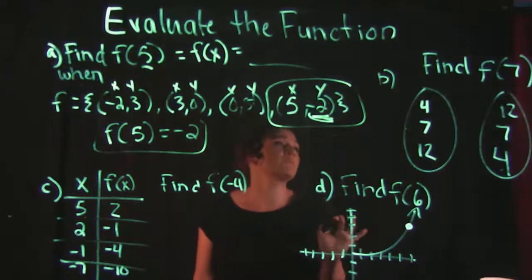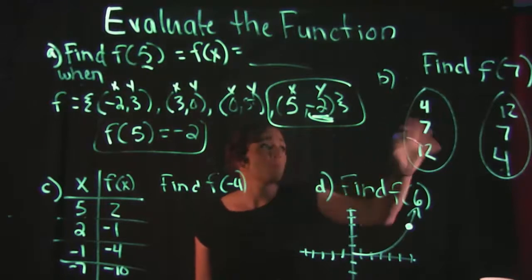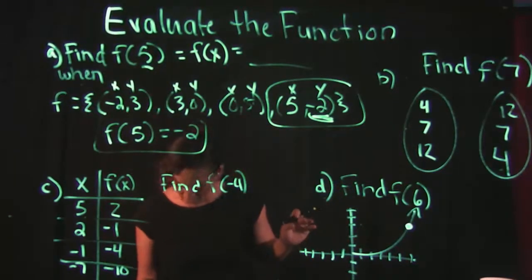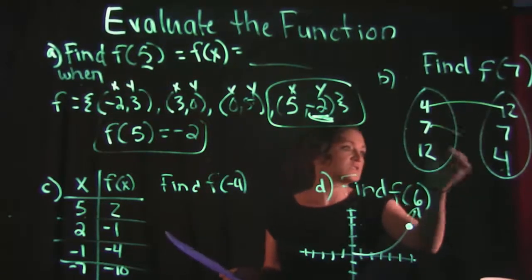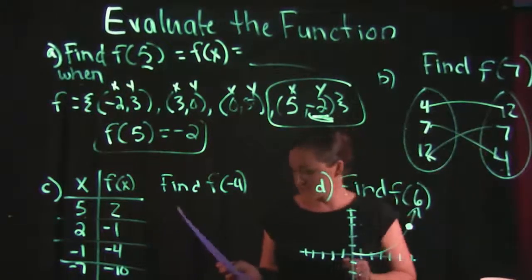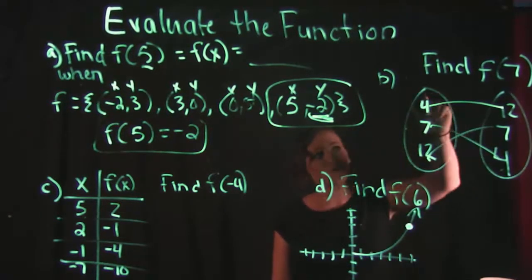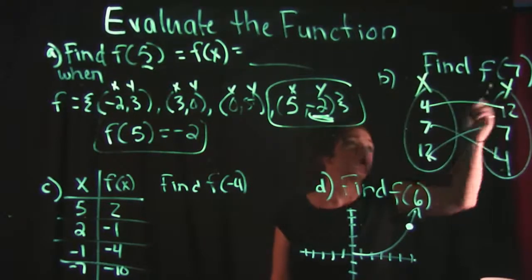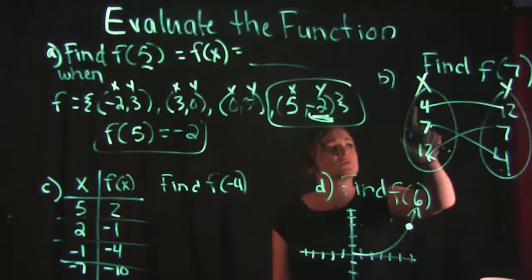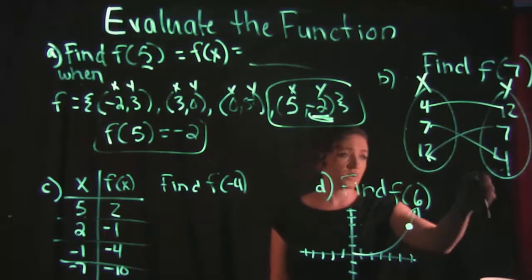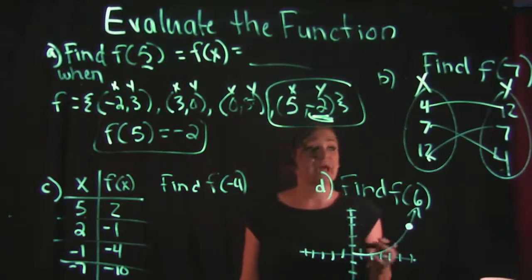So when we look at example B, this is called a mapping. We want to find f of 7 when our map looks like this. I'm sorry, I forgot to draw the lines here. According to this example, 4 goes to 12, 7 goes to 4, 12 goes to 7. Essentially, the left side is your x values, and the right side is your y values. You could look at them as ordered pairs. Your ordered pairs would be 4, 12; 7, 4; and 12, 7, the 3 ordered pairs for this mapping.